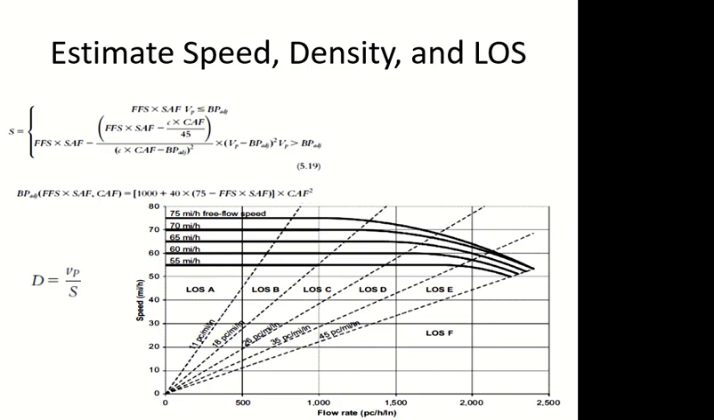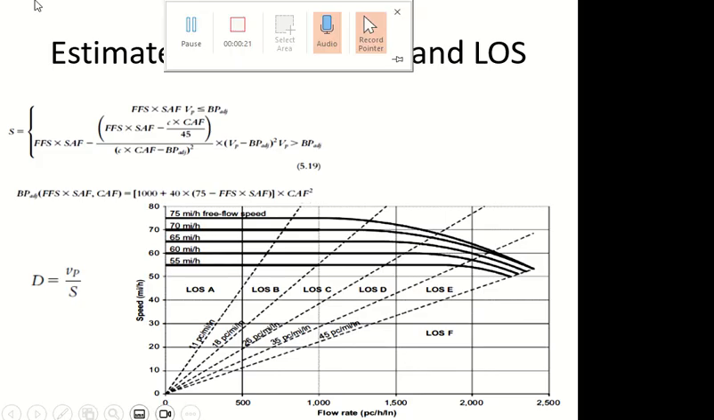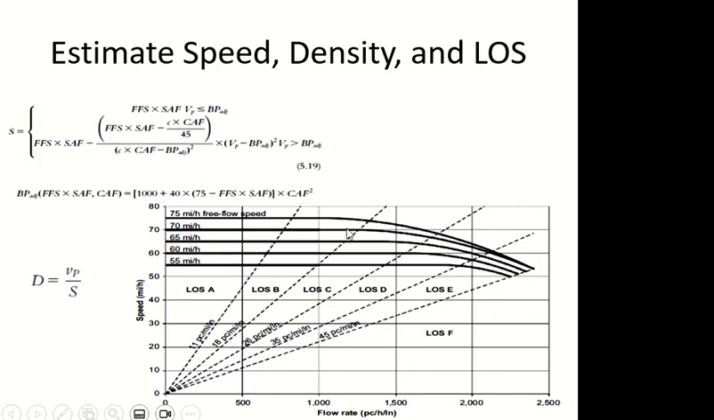So on these curves, you see the free flow speed, and every curve starts from the free flow speed of the road. Up to a point, the speed is equal to free flow speed, and after that point, you see that the speed starts to reduce. The point up to which the speed is equal to free flow speed, we call the break point.